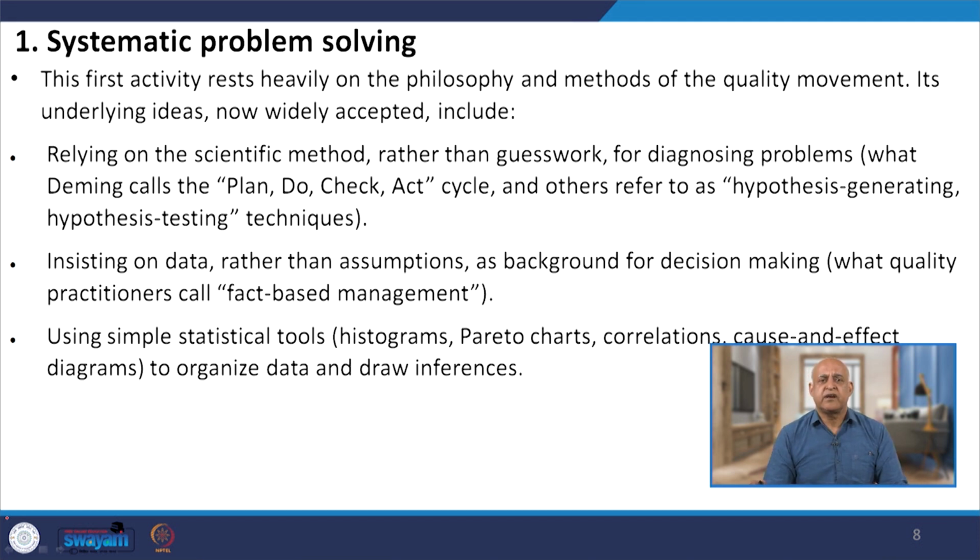So, insisting on data rather than assumptions as the background for decision making is what quality practitioners call fact based management. So, once assumptions are made, you start collecting the data, and then that data will be helpful for decision making, because now you know the facts. And you use simple statistical tools, histograms, Pareto charts, correlations, cause and effect diagrams, to organize the data and draw new inferences.